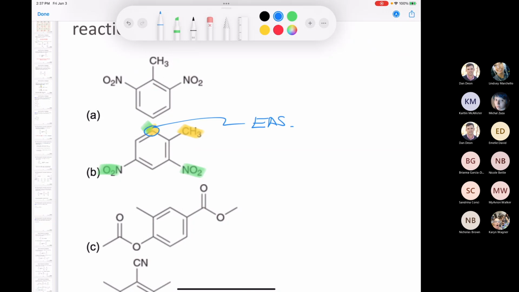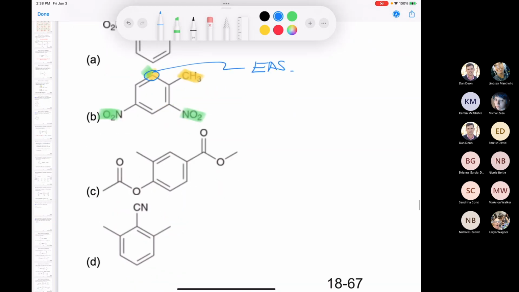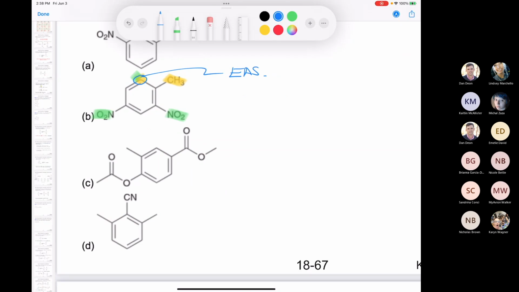We've got three substituents on this guy. And if you look at those very carefully, let's start with the methyl group. We know that a methyl group is a weak activator. So we'll put here weak activator. And so it's going to direct to its ortho and para positions, which would be here and here. Of course, this position is blocked.